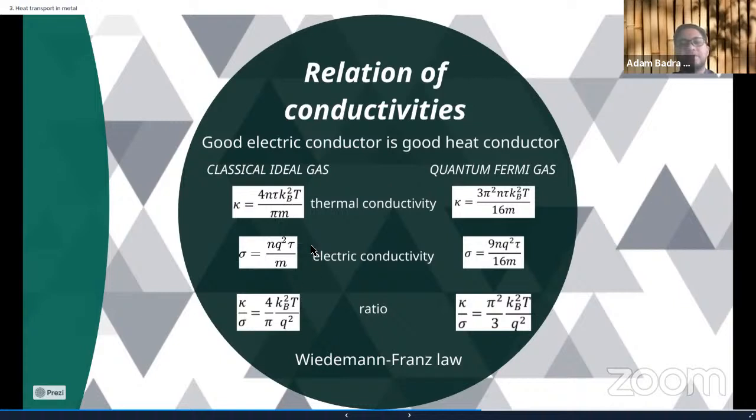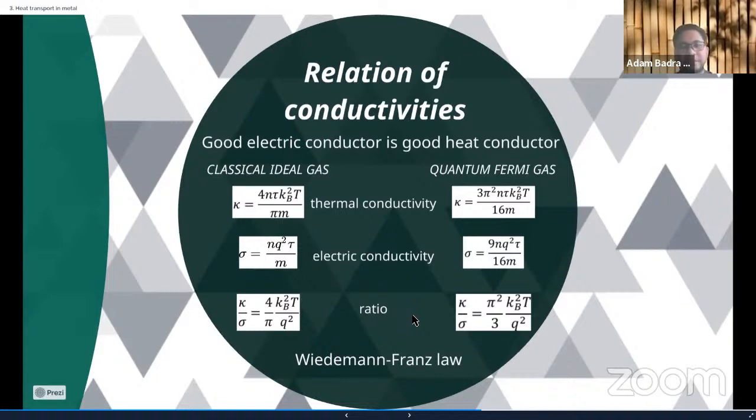It can be shown that in the classical ideal gas or the quantum Fermi gas, they both have the same conclusion. Kappa depends on this and kappa depends on that. If we take a look at the ratio, kappa divided by sigma, it depends on T. It's proportional to T. So the difference between the classical ideal gas and the quantum Fermi gas is just this proportionality constant, but overall it has the same ratio.